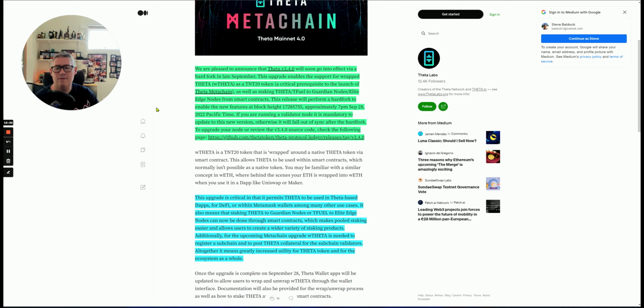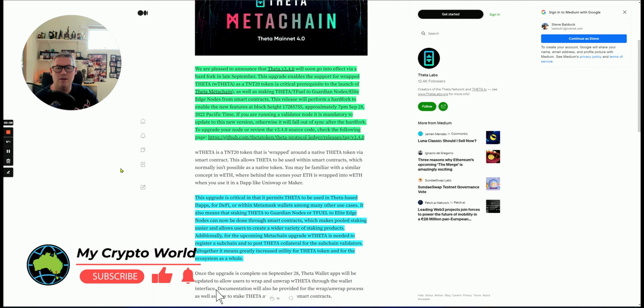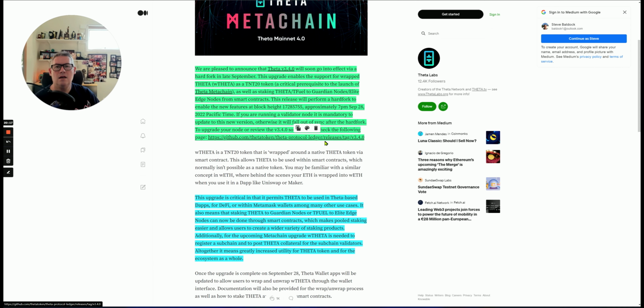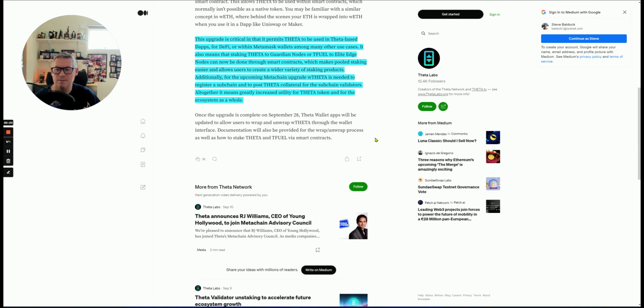Now, this is really important for those that are following me on the channel. If you've got a validator node, if you are running a validator node, it is mandatory, which I do, and you can sometimes hear my fans burning in the background because it's producing or validating stuff for Theta. If you are running a Theta validator node, it is mandatory to update to this new version, otherwise it'll fall out of sync after the hard fork. To upgrade your node or review the 3.4 source code, check the following page. Now I'll have this article listed in the links below, but I'll also separately tag this link here for those that are running validator nodes. It will be pretty important to get that right before that happens.